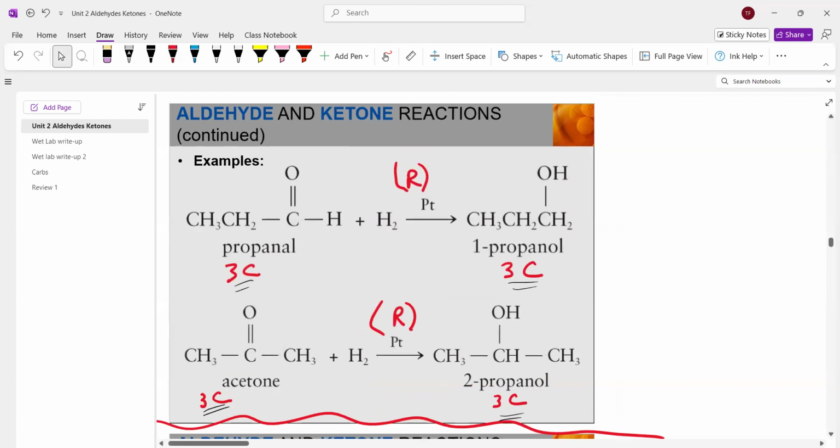So one way to make an alcohol is reducing. Okay, we can take an alkene to an alcohol. We can take an aldehyde or a ketone to an alcohol.